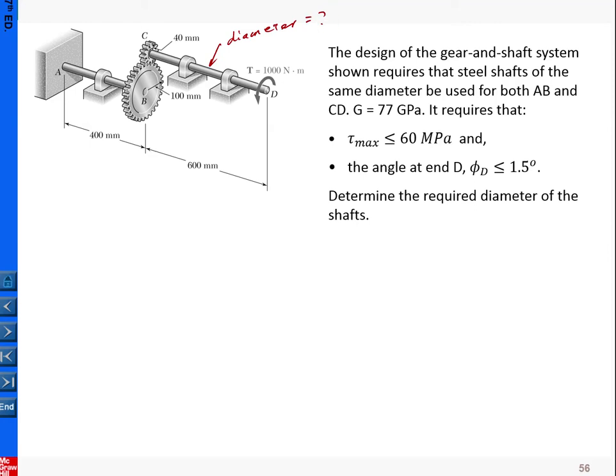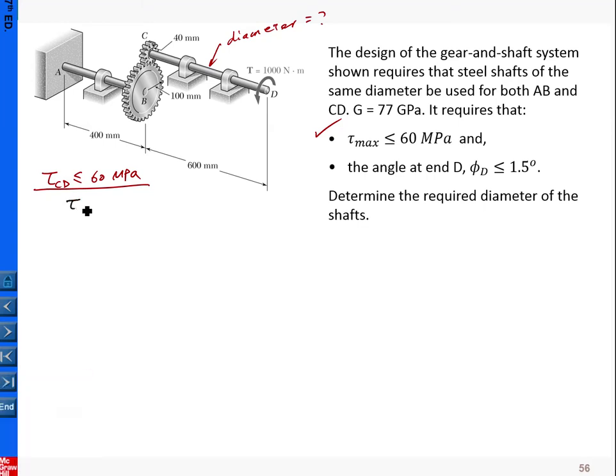Okay. So for this case, we simply check, and let me do this one first. The maximum stress I'm going to check is in both shafts. So, for example, here for CD, tau CD less than or equal to 60 MPa. Let me check this first.